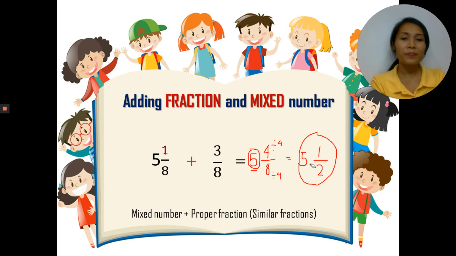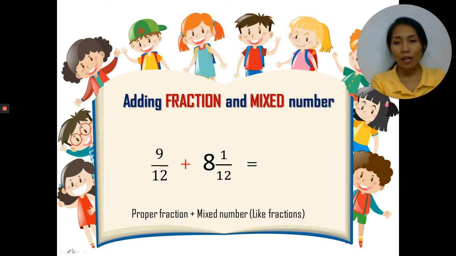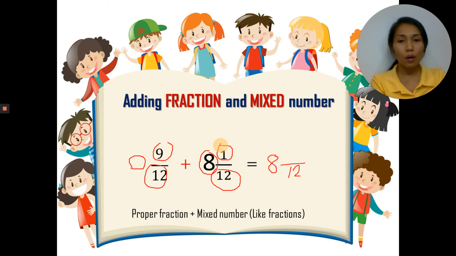All right. Now let's try another one. You see here again, the denominators are the same. That means they are like fractions. So since they are like fractions, we just copy the denominator 12. Now we don't have whole number here, so that's 0. 0 plus 8, of course, 8. Just copy 8. And then 9 plus 1 equals 10. Now that we got 8 and 10 over 12, it's not an improper fraction, but it's not in lowest term, so we have to reduce it to the lowest term.